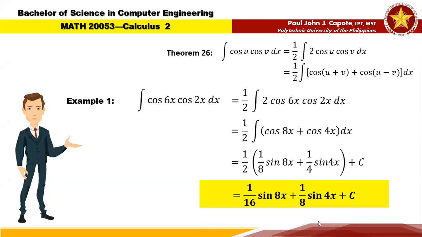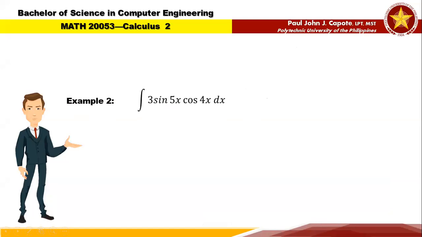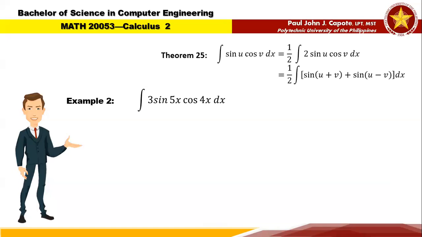Now let's proceed to example 2. So we are to evaluate the integral of 3 sine 5x times cosine 4x dx. Examining the integrand, it follows the product of sine and cosine, and that is theorem 25. Okay, so we have theorem 25, the integral of the product of sine u and cosine v dx, and then we will follow this form.